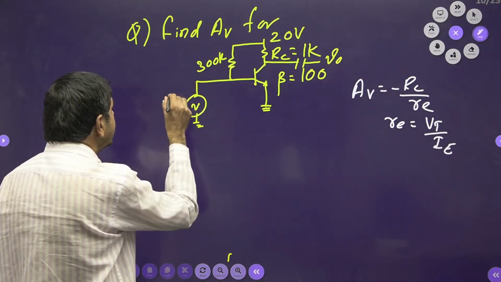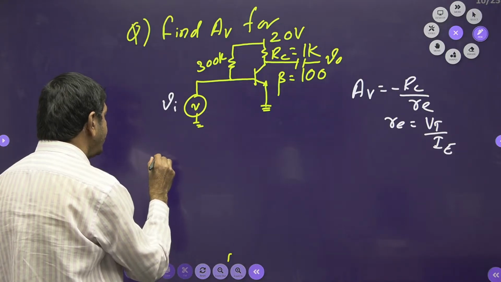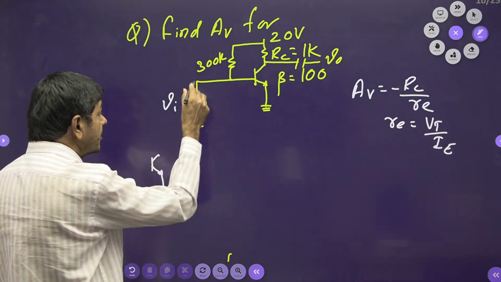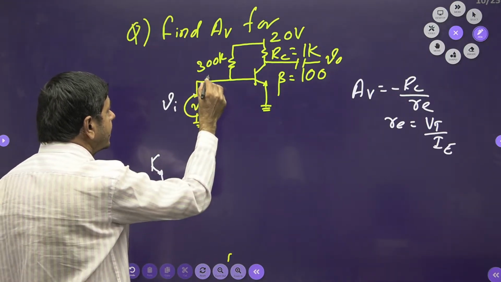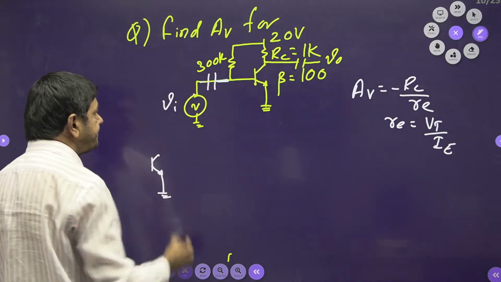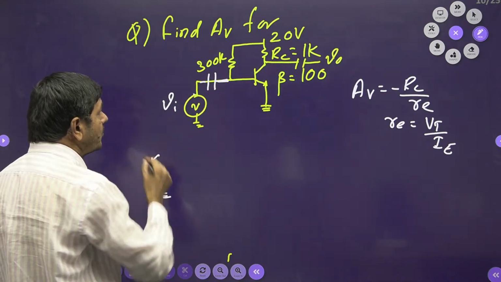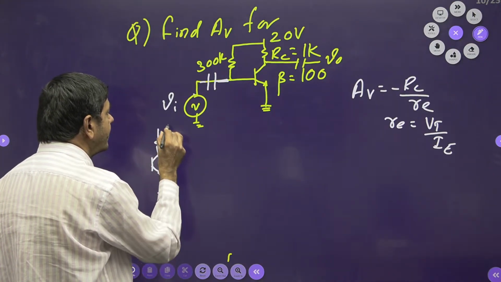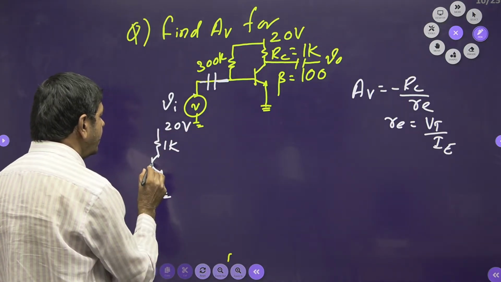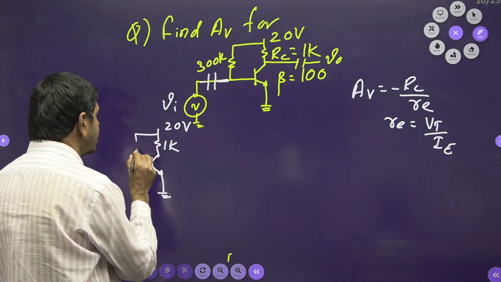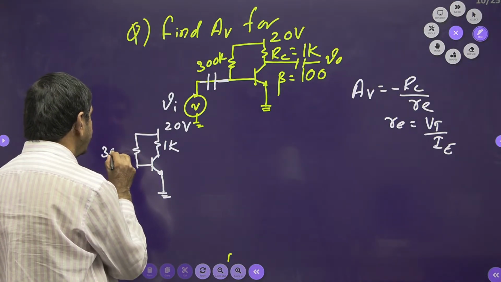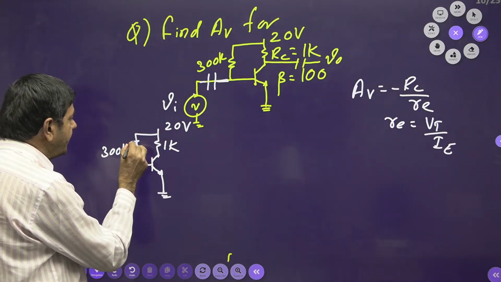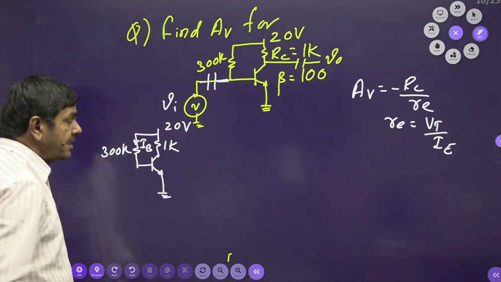Under DC analysis, wherever an input voltage source is given, it must be shorted. Sorry, I forgot: wherever a capacitor is given, it must be open circuited. Finally, this is RC, this is 1K, this is 20 volts, and here it is connected with one resistance of 300K. But IE I can get only if I know IB. Here IB is a must.